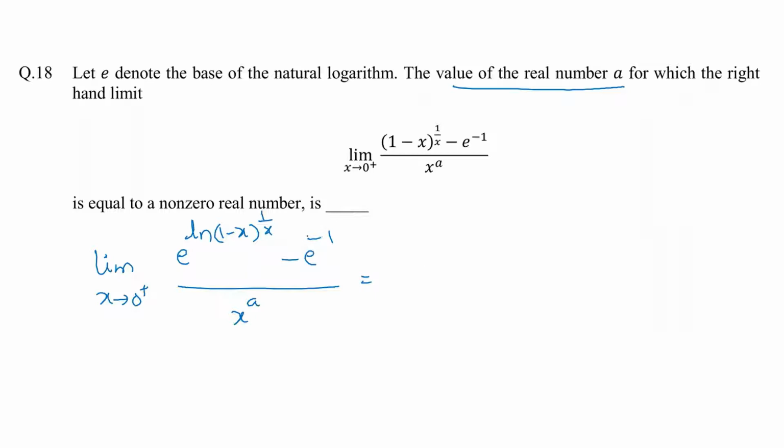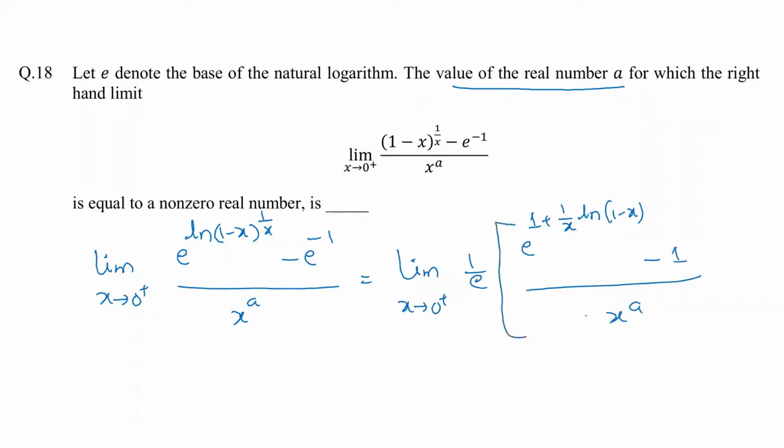So now from this, if I take e raised to minus 1 common, that will come out. So we'll be getting the limit as x tends to 0 plus, and this is going to come as 1 upon e, and this will ultimately become e raised to 1 plus, and this again 1 by x will come out of the logarithm as a multiplication. So here we are going to get 1 by x into ln(1 - x) minus 1, this whole upon x raised to a. So this is the expression that we are going to get.